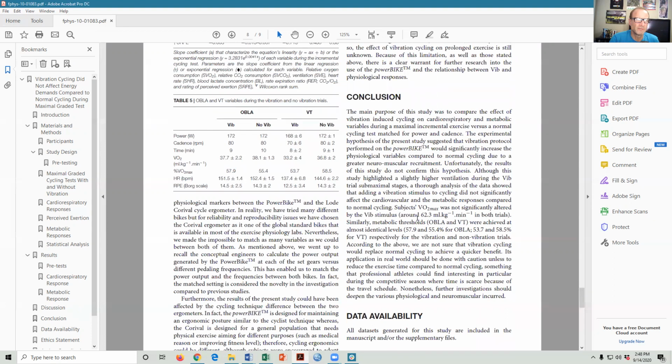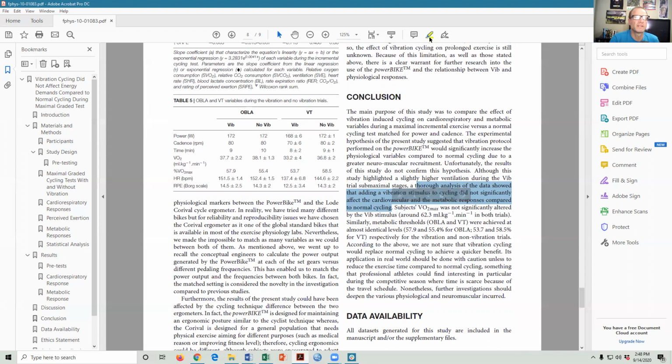Okay, again, I haven't read this, so I'm just looking for where to start here. Although this study is highlighted vibration through analysis of the data, adding vibration stimulus to cycling did not significantly affect the cardiovascular and metabolic responses compared to normal cycling. Right?